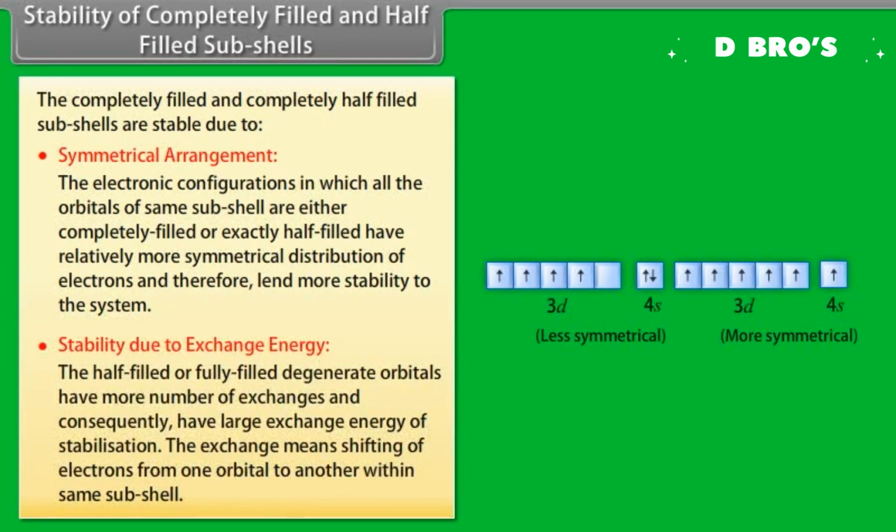Stability due to exchange energy. The half-filled or fully filled degenerate orbitals have more number of exchanges and consequently have large exchange energy of stabilization. The exchange means shifting of electrons from one orbital to another within the same subshell.